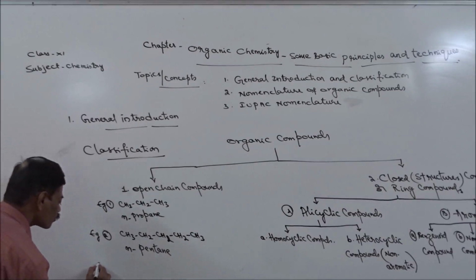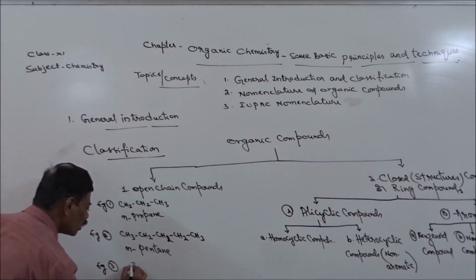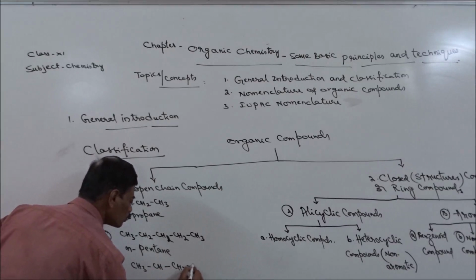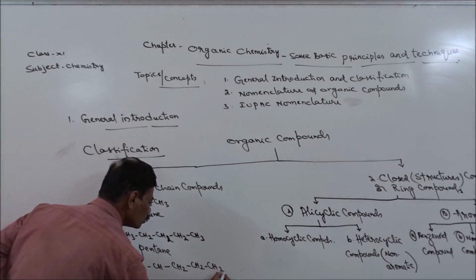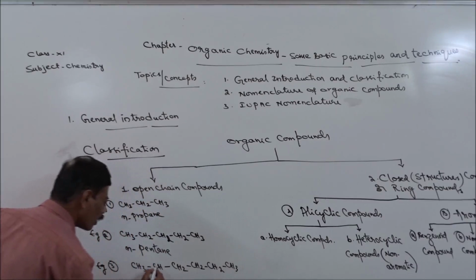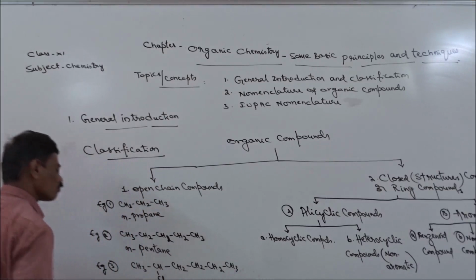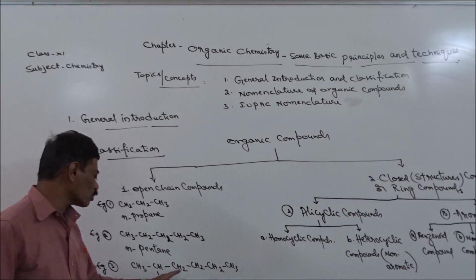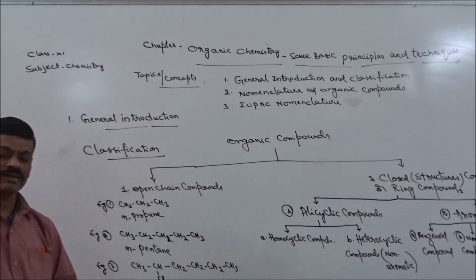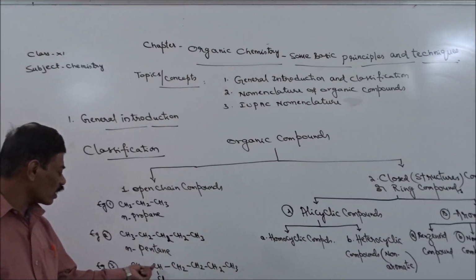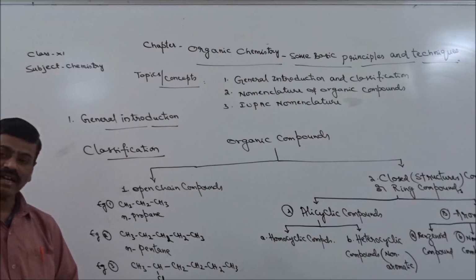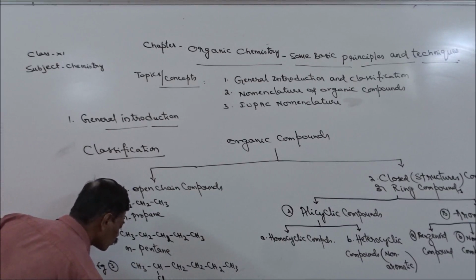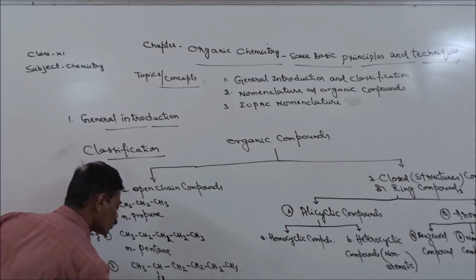We'll see one more. Look at this, CH3, CH, CH2, CH2, CH2, CH3. And here I am adding Cl. This is also an open chain compound. And here we have 1, 2, 3, 4, 5, 6 carbon atoms, right? And chlorine is connected to a particular carbon atom. So we can write its name as 2-chlorohexane.